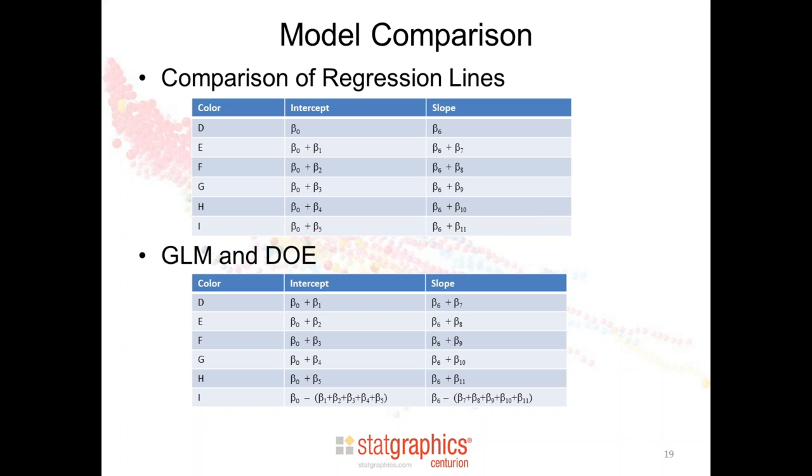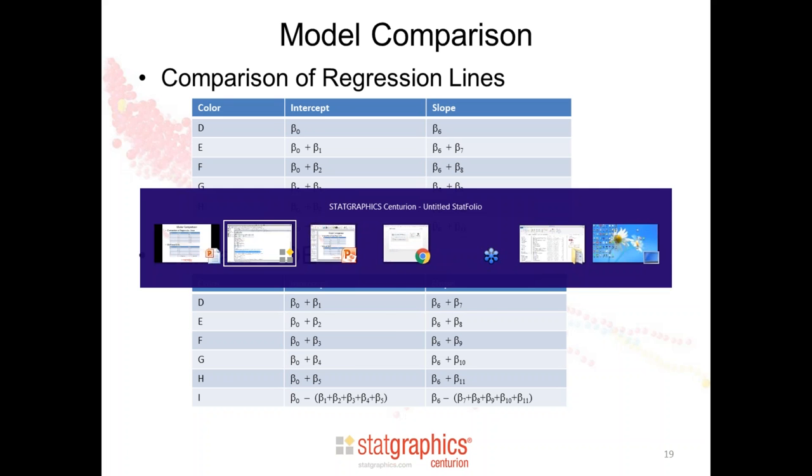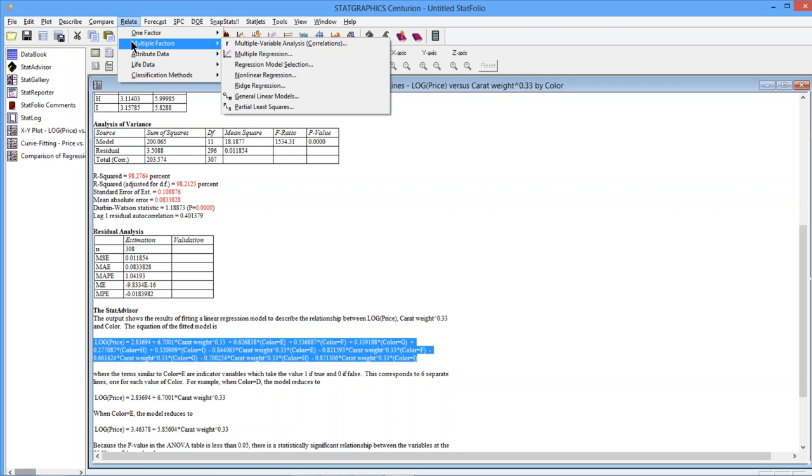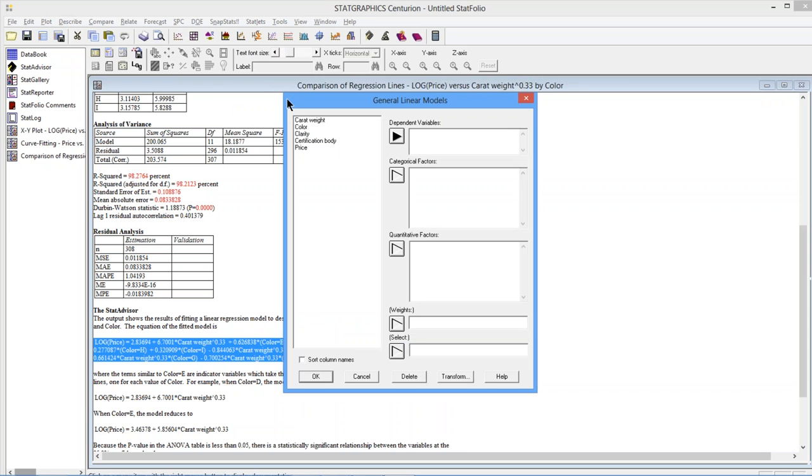Okay, let's go ahead and do this. Let's go back to Statgraphics, go to the general linear models procedure and fit a model. So let's go to Relate, Multiple Factors, General Linear Models. The dependent variable that we'll be fitting will be the log of price, as it was before. There's a field here for categorical factors and a field for quantitative factors.